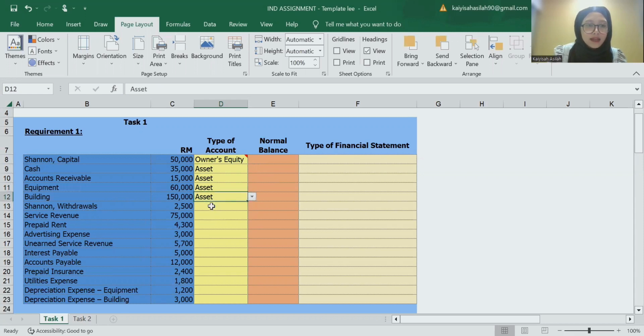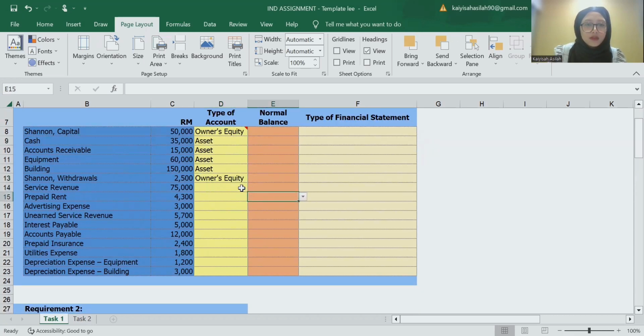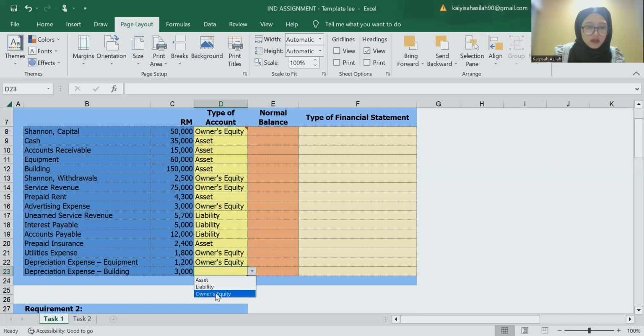Building is an asset. Withdrawal is an owner equity. Service revenue is an owner equity. And then the prepaid rent is an asset. Advertising expenses is an owner equity. Unearned service revenue is a liability. Interest payable is a liability. Accounts payable is a liability. Prepaid insurance is an asset. Utility expenses is an owner equity. Same goes to the depreciation expenses, owner equity.